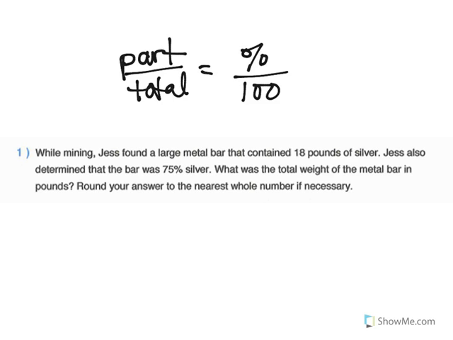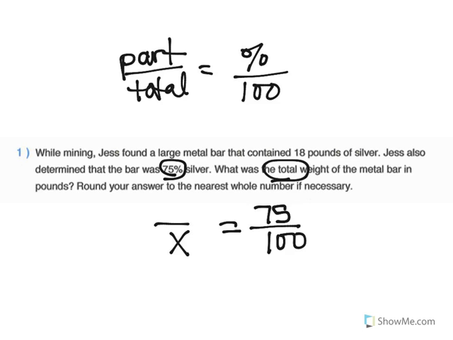So let's talk about what we know. We know the percent. So we know it's going to be 75 over 100 because the 100 always stays the same. So are we looking for the part or the total? Well, it says what was the total weight. So that means we're solving for the total. And we have the part. It said that there were 18 pounds of silver. So there was 18 right there. So now I know I have 18 over x equals 75 over 100.